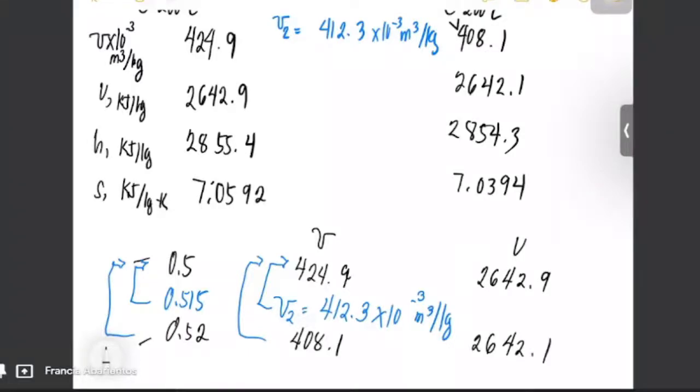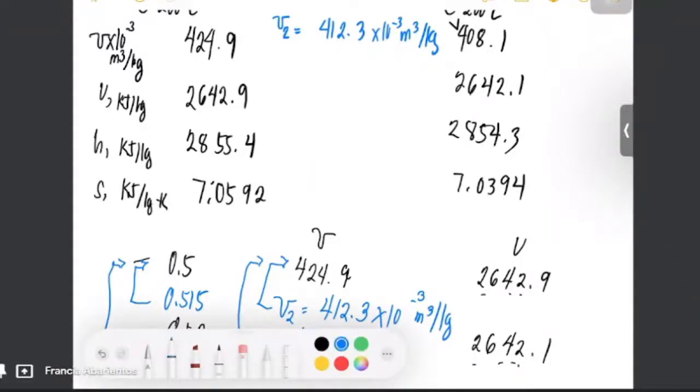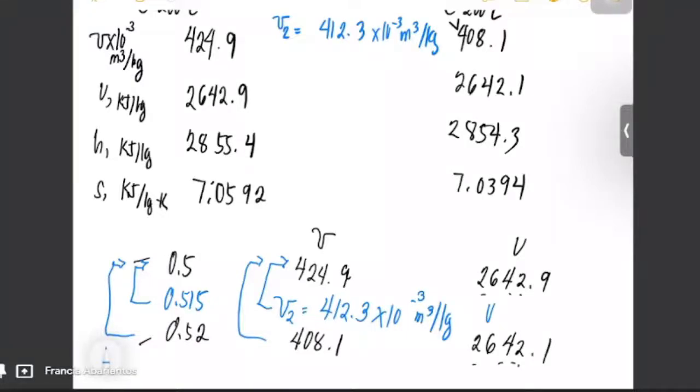Ayan o, ibig sabihin, ang value, kahit hindi ko ito double check, dapat nagfo-fall dito, 2642. Sa decimal lang siya magkakaiba. Okay? So, the answer now is 2642.3 kilojoule per kilogram. The internal energy natin is 2642.3 kilojoule per kilogram mass.